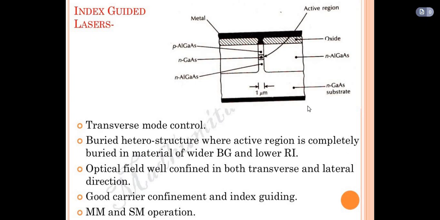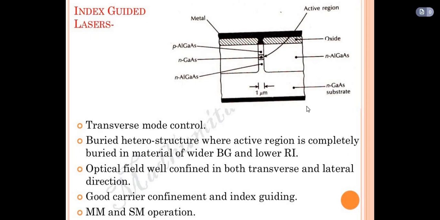So that's also one of the things that needs to be considered for designing our laser, right? The next part we need to understand is the optical field, well confined in both transverse and lateral directions. Whatever optical field we have needs to be confined in that particular direction. Good carrier confinement and index guiding need to be there, and multi-mode and single mode operation needs to be obtained.